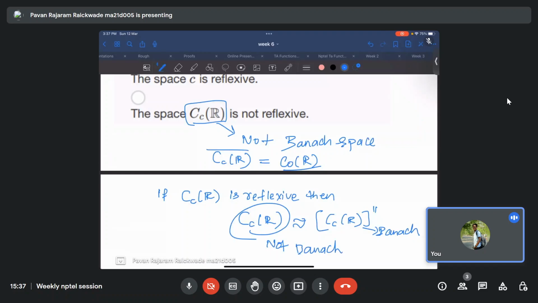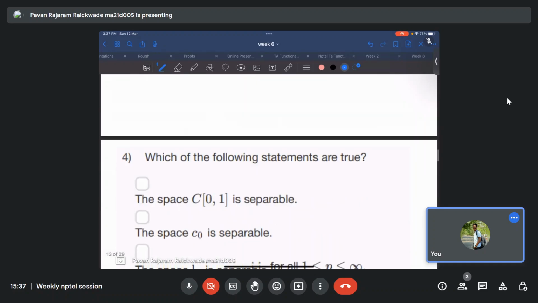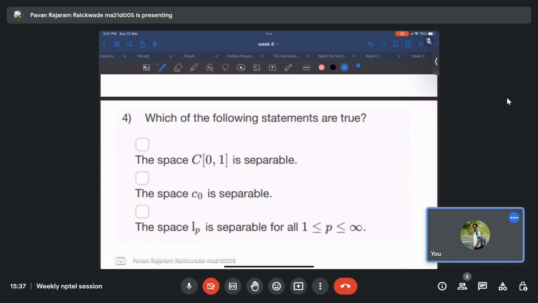In space C over R, not reflexive is the correct option. Which of the following statements are true?